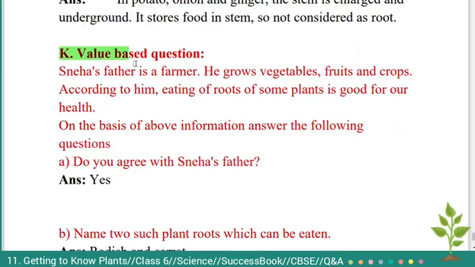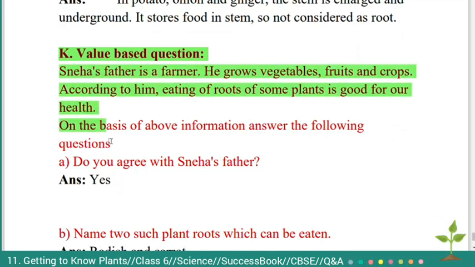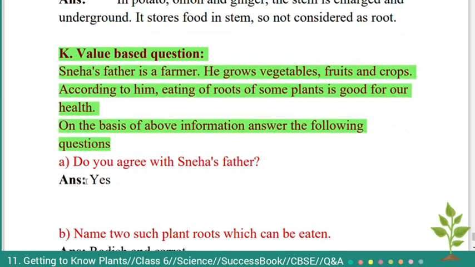Now, next section K, value based question. Here, we will see the question. Sneha's father is a farmer. He grows vegetables, fruits and crops. According to him, eating roots of some plants is good for our health. On the basis of this information, answer the following questions.